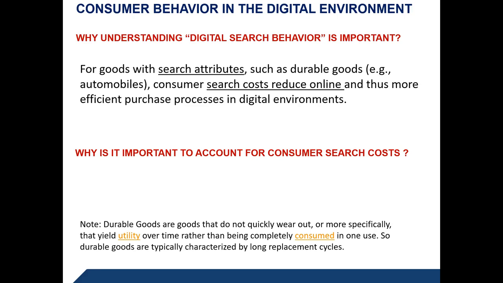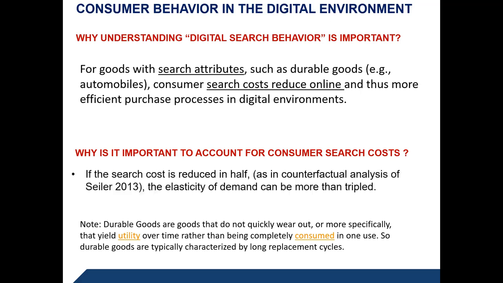So for goods with search attributes, there are a lot of things that marketers can work on. For example, how can you reduce their search costs online? Last time we looked at, when you're searching for automobiles, what retailers do is they have these car configurators, the price calculators. All of those are tools which are meant to reduce the consumer's search costs and help them to find the right information. So that is why understanding search costs is important.